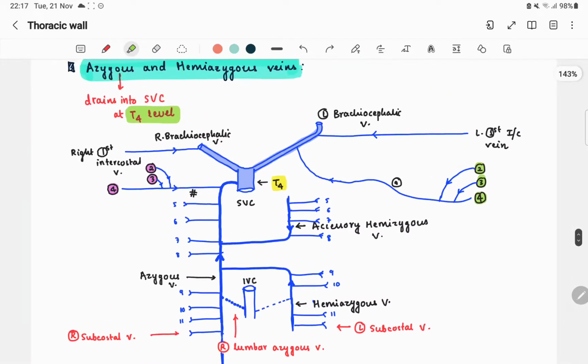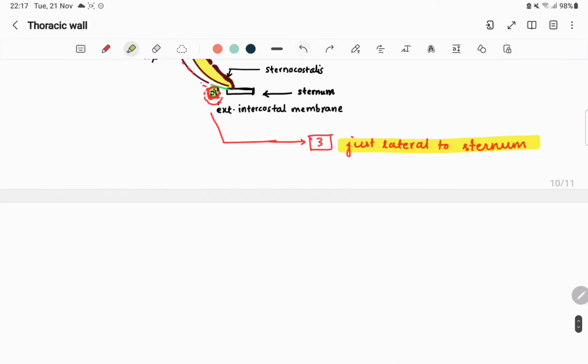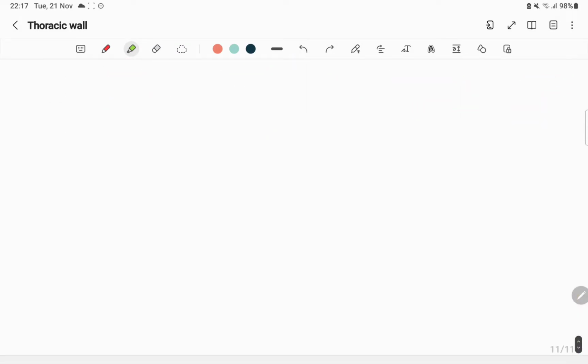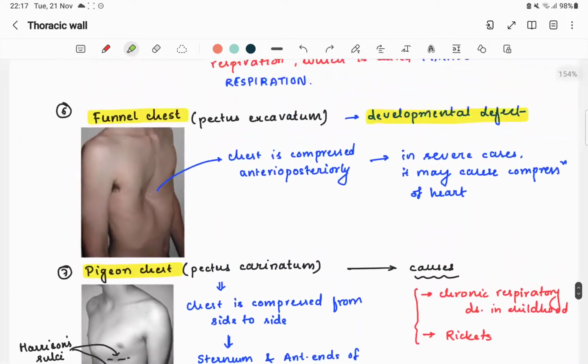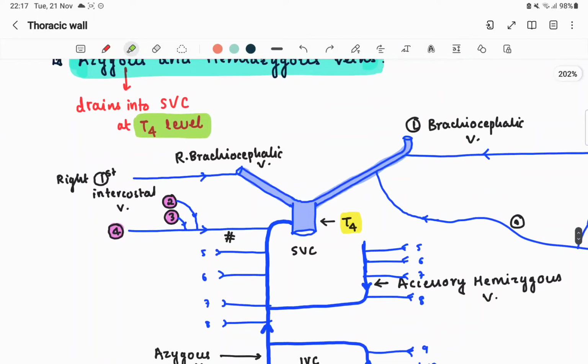Let's discuss how it is running. First of all, you have a superior vena cava here. Let us go in a retrograde manner, as a vein goes. Talking about the retrograde manner in which the veins are going, let's discuss from the right first intercostal vein.